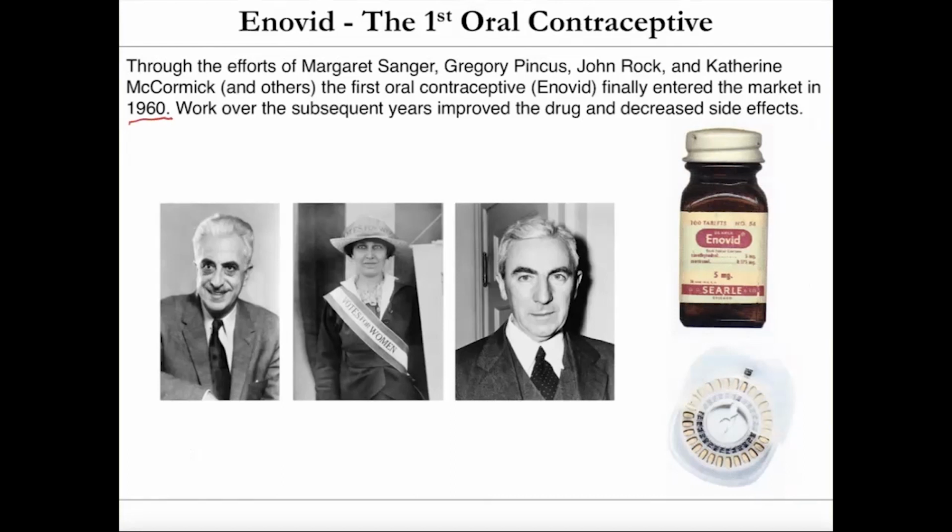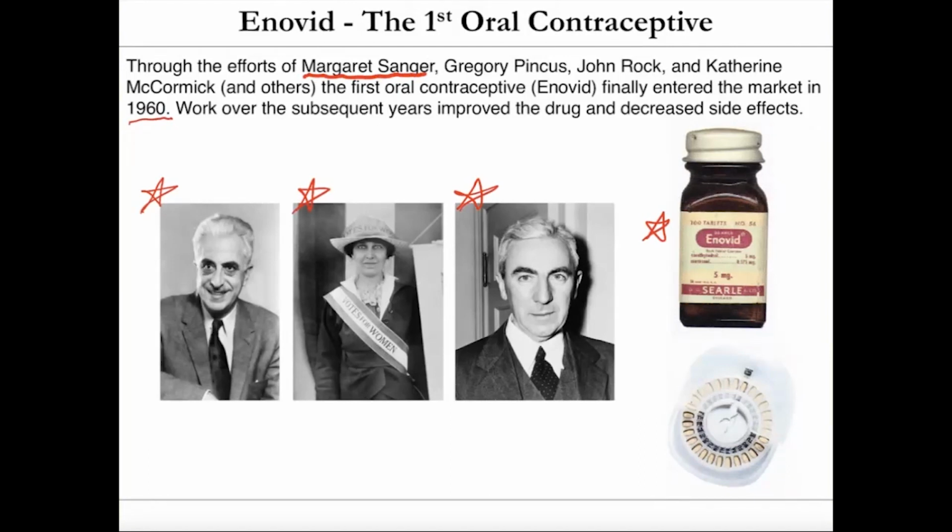And that was through the work of, it's been argued, just these four individuals and their associates and teams. Through the efforts of Margaret Sanger, who we already talked about, Gregory Pincus, who's this guy here, John Rock, who is this guy here, and this woman, Katharine McCormick, they developed, put through trials, and got to market the first oral contraceptive, called Enovid. And that entered the market in 1960.